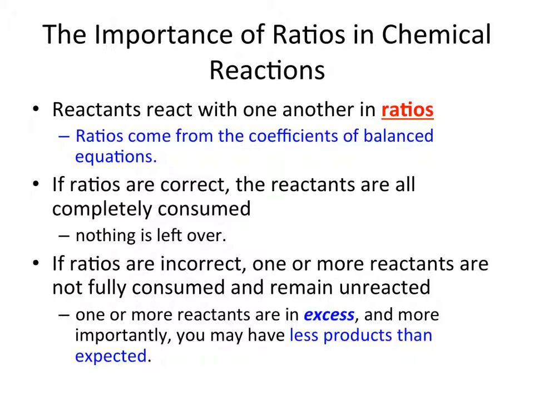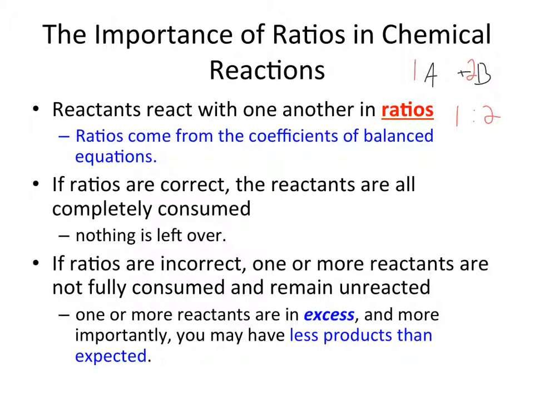When two or more reactants react with one another, they do so in a very specific ratio, and that ratio comes from the coefficients of the balanced equation. Let's say we had reactant A reacting with reactant B, and the coefficients are 1 for A and 2 for B. That means for every 1 of A, we're going to need 2 of B. And we're usually talking about moles in this case.